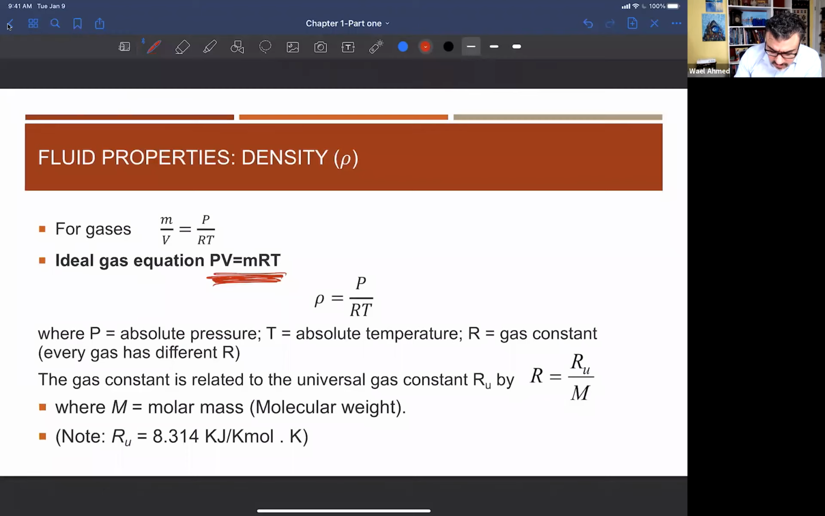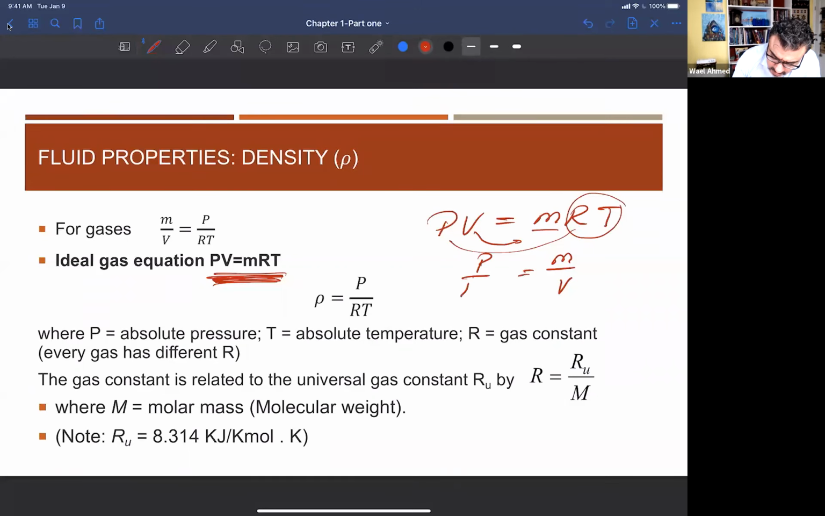And if I look at PV equals mRT, right? I can take this V and put it down here, right? And I can take this RT and put it down there. So it's basically m over V equal to P over RT. And what is m over V? It is basically our density, right?